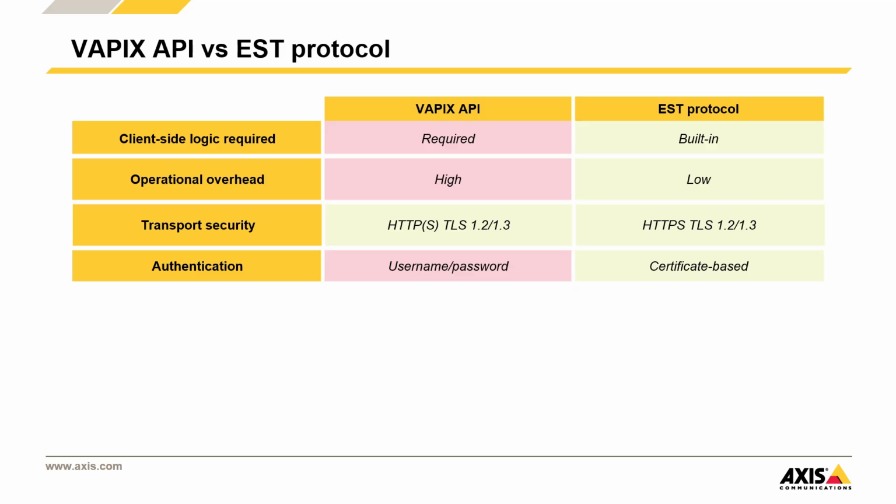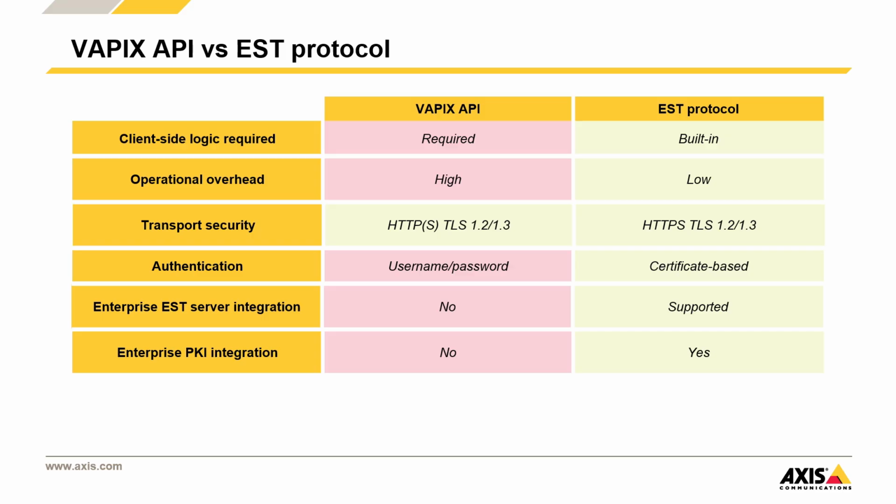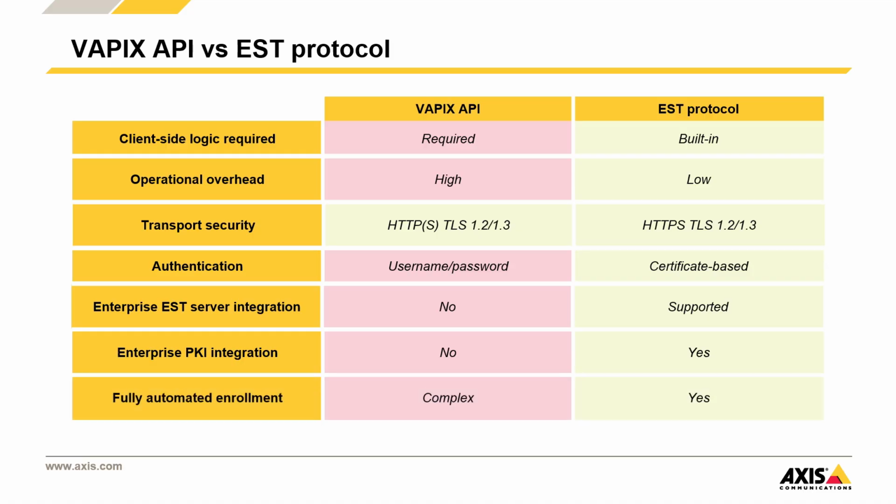However, authentication differs. VAPIX relies on username and password, while EST can use certificate-based authentication, providing stronger security. EST also integrates natively with enterprise public key infrastructure systems and supports NAC solutions such as Cisco ISE or HPE Aruba ClearPass, making it better suited for large-scale environments. Finally, while automation with VAPIX is possible and often requires additional tooling, EST is designed for fully automated certificate enrollments. Overall, EST offers a more scalable, secure, and efficient approach to certificate management.